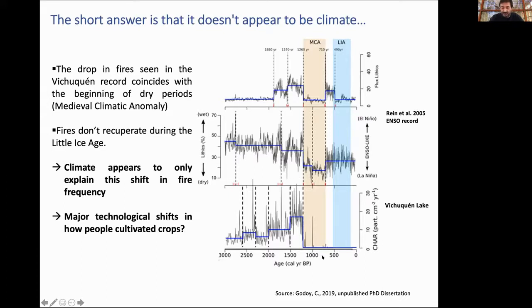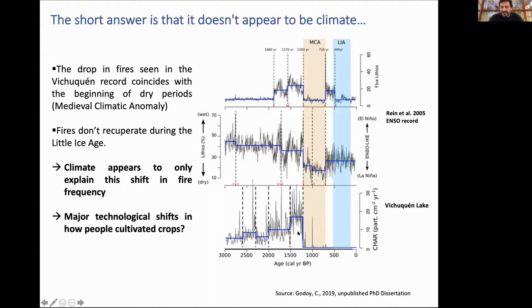So there's a big regime shift right here at the onset of the medieval climate anomaly, which coincides remarkably well with the drop in El Nino activity. But what's interesting is that it doesn't bounce back during La Nina, right? So when you have an increase in La Nina activity at the onset of the Little Ice Age, you don't see a bounce back in the charcoal activity.